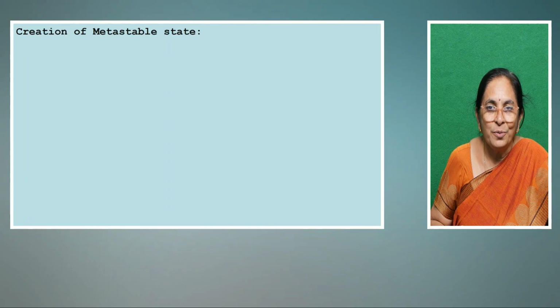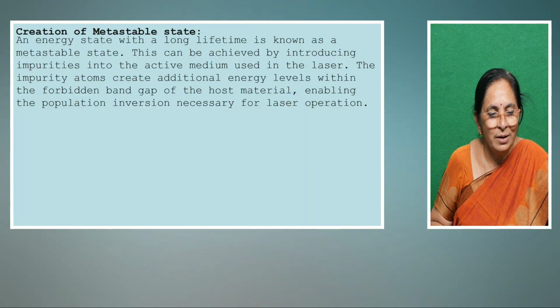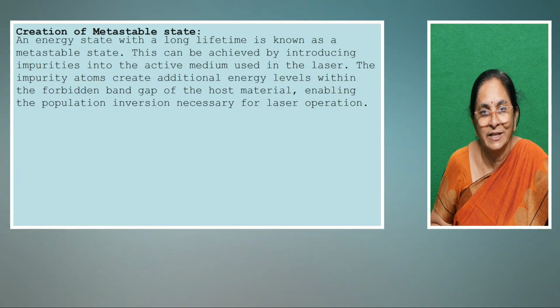Now we need one more condition called a metastable state. What is called a metastable state? An energy level in which an atom in the excited state can exist for a little longer time. An energy state with a long lifetime is known as a metastable state. So if the excited atoms can stay a little longer in certain states, it is called a metastable state.